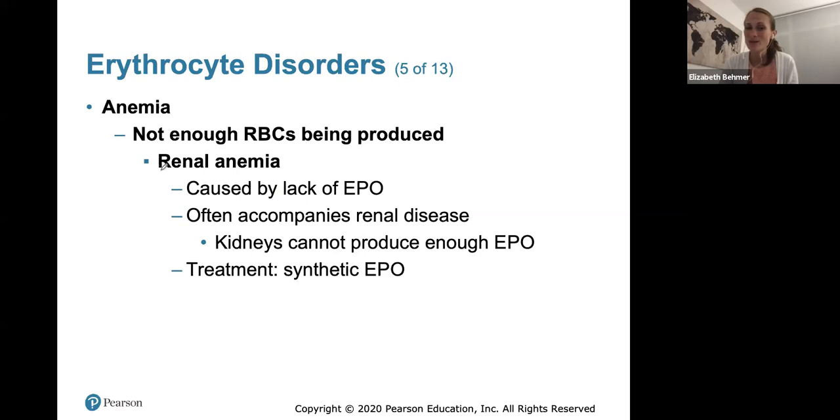Renal anemia, renal has to do with kidneys. So if you have renal anemia, that means that your kidneys are not producing erythropoietin, which is the hormone that goes on to produce red blood cells.